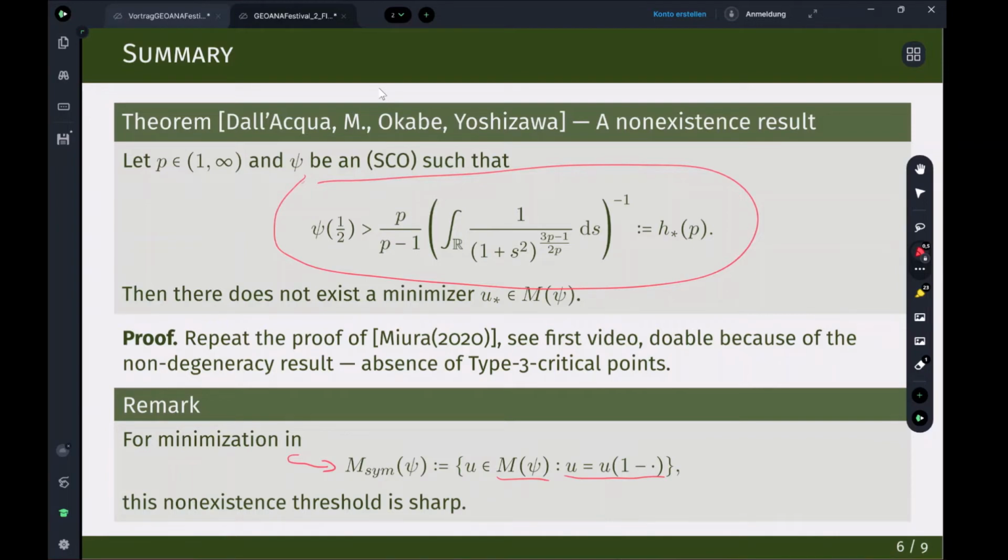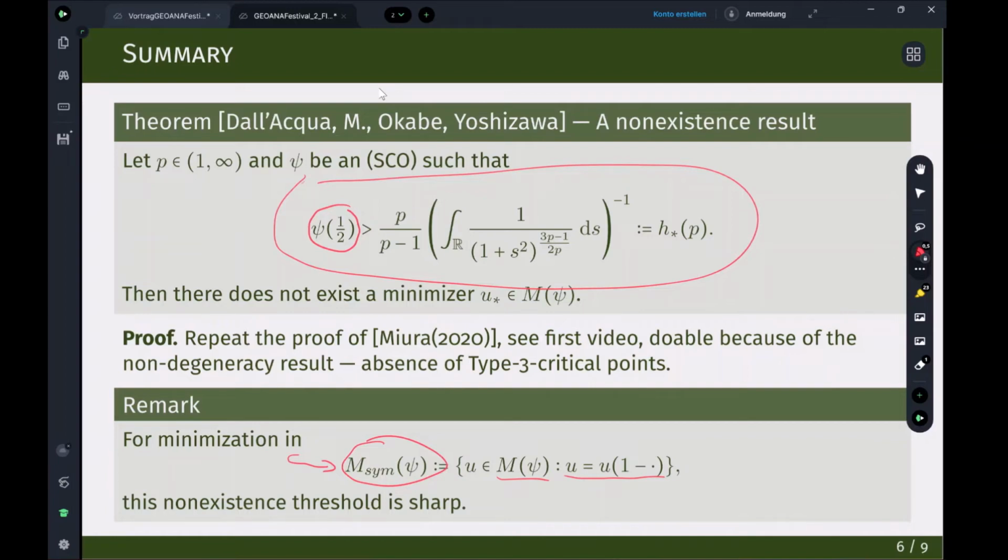So we minimize now in M_sym, and it is sharp in the following sense: if we take psi of 1/2 to be less than h star of p, then a minimizer in this class exists. That is why it is sharp. So if we take psi of 1/2 above this threshold, then there does not exist a minimizer. Whereas if we take psi of 1/2 below this threshold, then there exists a minimizer. That is what one can say here.